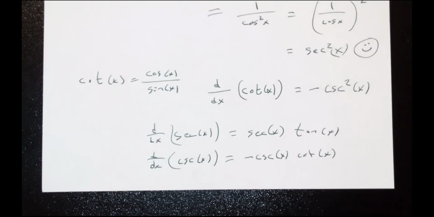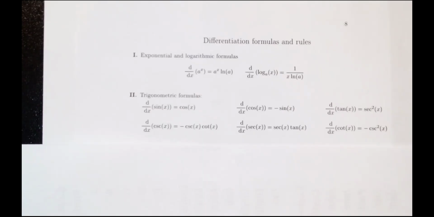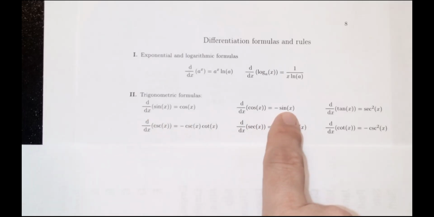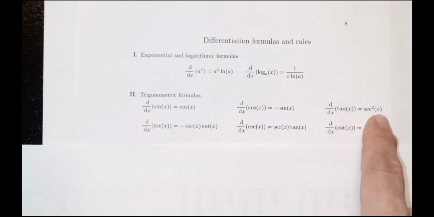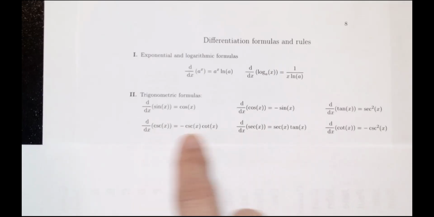I do not want you memorizing these. This is a pain to memorize. The following will be attached to your next exam. You get those for free. And there's all 6 of them. Derivative of sine is cosine, derivative of cosine is minus sine. Tangent is secant squared, cotangent is cosecant squared, secant and cosecant.